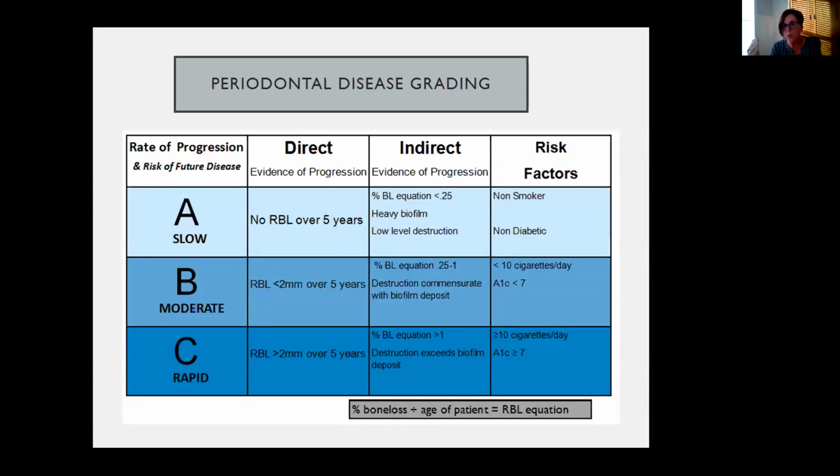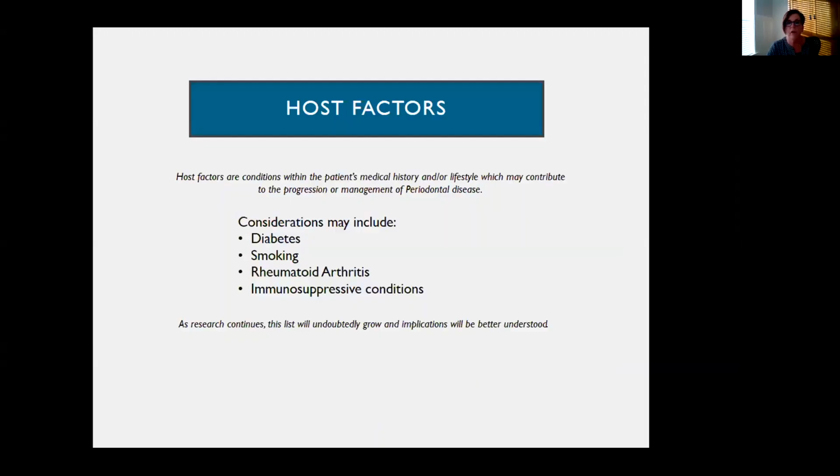Now, some patients will not know their A1C. It's really important that they find that out, and you talk to them about the relationship of diabetes with their immune system and their response, and the direct correlation between perio and diabetes control. So it's going to be hard for them to get their perio under control if their sugar's out of control, and vice versa.